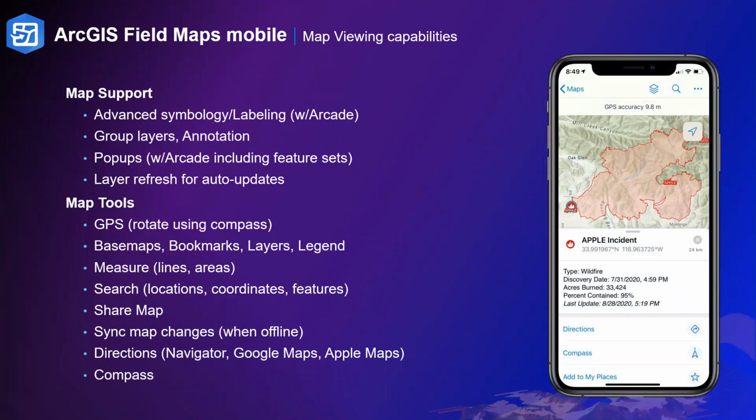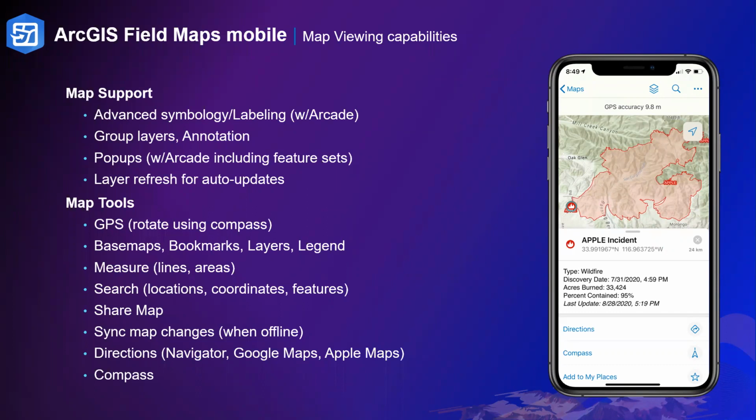So the mobile application, this symbology, and now the app will respect Arcade expressions. So if you build Arcade expressions for labeling in symbology, that's going to be respected in the app. Okay, so that's pretty cool. That's all based on working with a different version of the API. Group layers are supported as well as annotation. Pop-ups, again, supporting Arcade. So the Arcade pop-up profile would be respected.